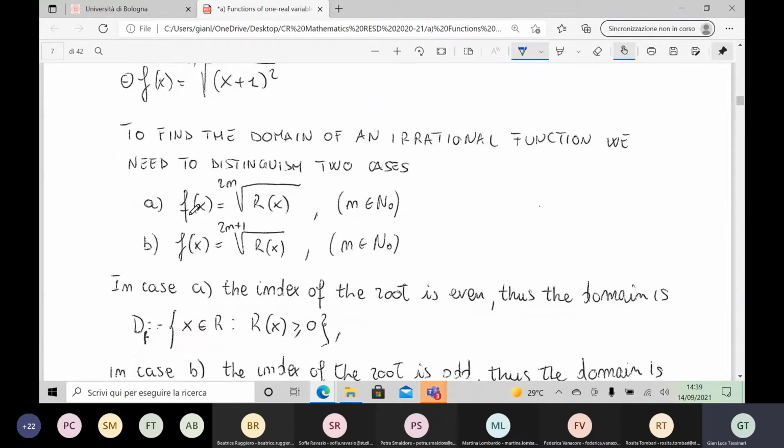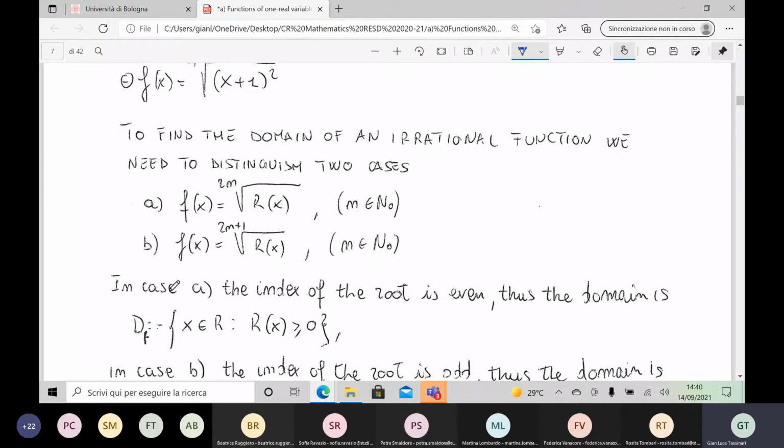This is the way to denote the fact that case A corresponds to the case in which the index of the root is an even number. In case B, the index of the root has been denoted with 2n plus 1, obviously, because 2n is always even, as we showed just now. If you add 1 to an even number, you get an odd number. So case A relates to the domain, as we are going to see, of a root with even index. Case B is related to the domain of a root function with odd order.